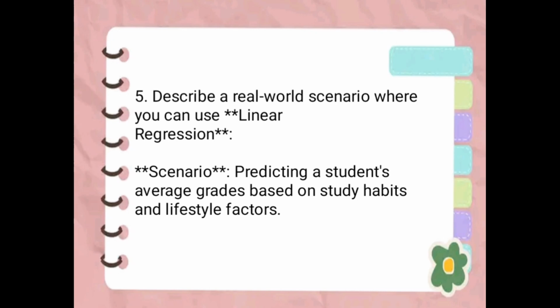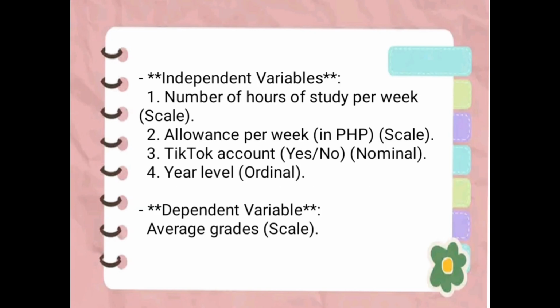Scenario: predicting a student's average grades based on study habits or lifestyle factors. Independent variables: number of hours of study per week, scale; allowance per week in PHP, scale; TikTok account, yes or no, nominal; year level, ordinal. Dependent variable: average grade, scale. You can use linear regression to determine how study habits, financial allowance, social media, and year level affect a student's grades.